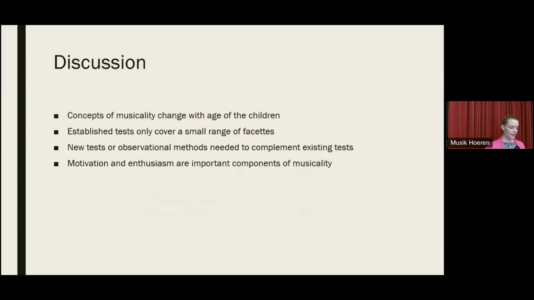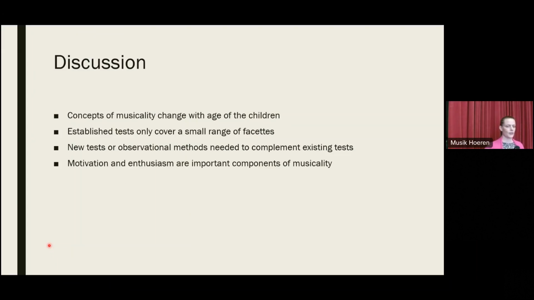So the first take-home message, which should fit in the 20 minutes, is that the concept of musicality changes with the age of the children. And I think one of the most important points is that the musical ability tests we have so far only cover a small range of facets that people find important or define as important for the concept of musicality. So probably we need new tests or new observational methods to complement existing tests.